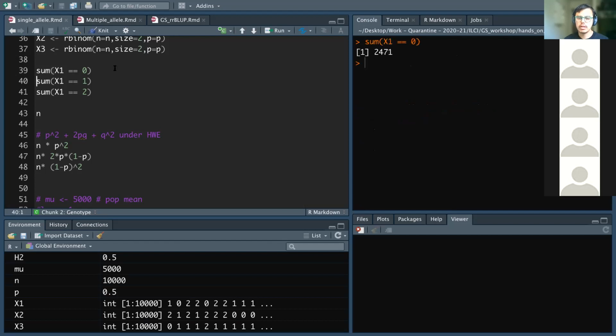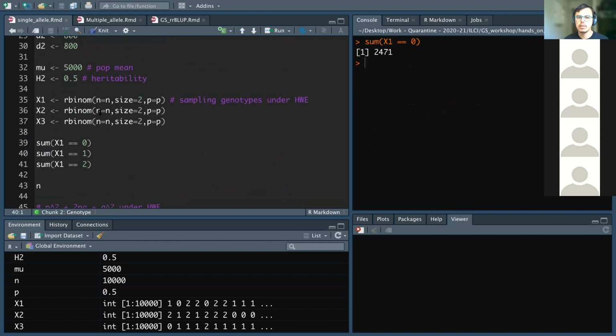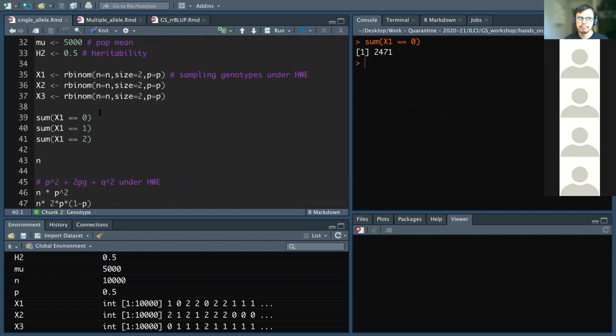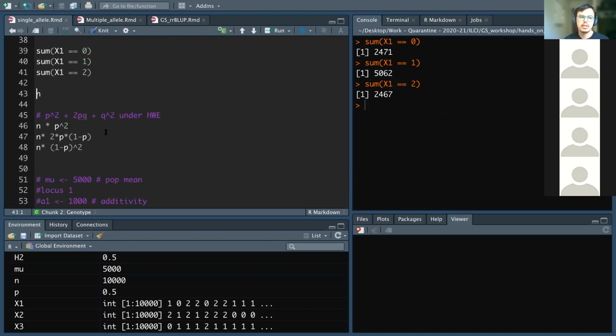Of the 10,000 genotypes that we just simulated with this pretty straightforward code, we have 2,500 individuals that are homozygous for the recessive allele, around 5,000 that are heterozygous, and around 2,500 that are homozygous for the dominant allele. And as you can see here, it's the frequency that we are expecting under Hardy-Weinberg equilibrium.